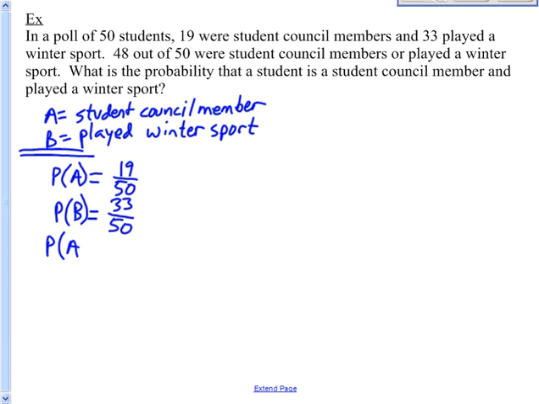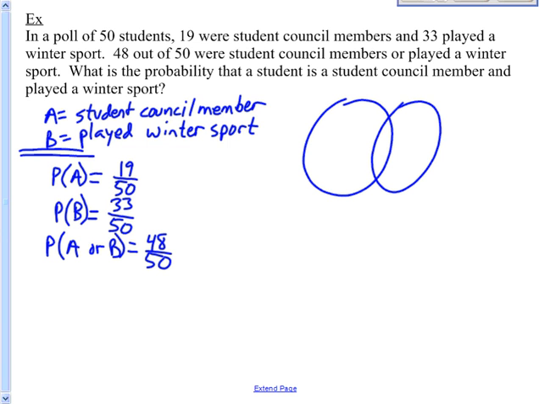Student council member or they played a winter sport was 48 out of 50, okay? So it's kind of like we already have our answer there, probability of A or B. And again, there's crossover here between the two. This is a compound event, right? Where you have your student council members on the left, playing winter sport on the right, okay?